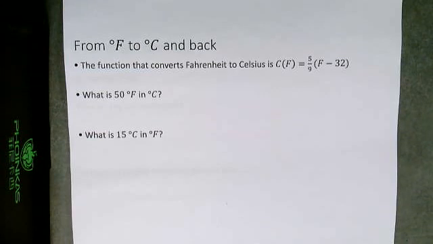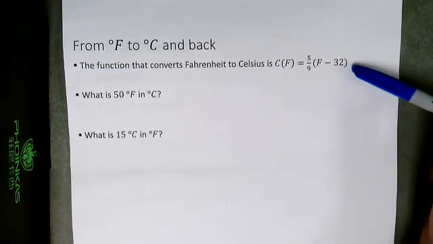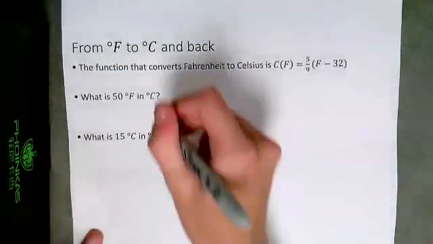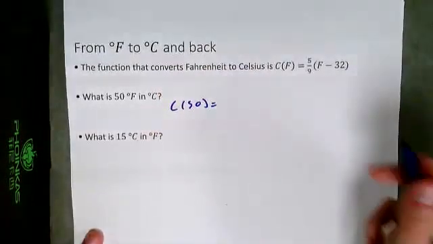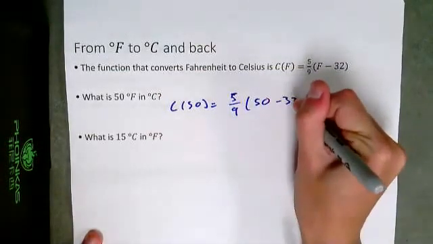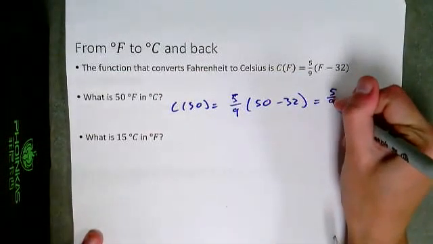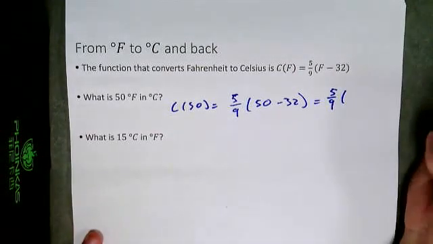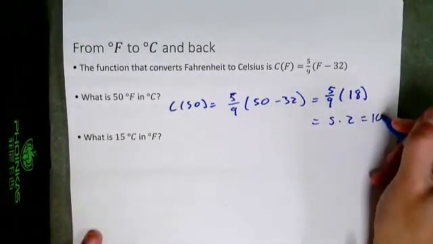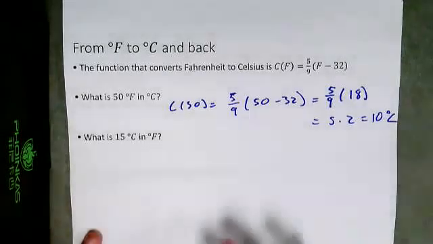Let's look at a quick example, changing from Fahrenheit degrees to Celsius degrees and back. The function that converts Fahrenheit to Celsius is given by this function right here. What is 50 degrees Fahrenheit in Celsius? Let's find out. It's 5/9 times 50 minus 32, times 18. This cancels and just gives us 5 times 2, or 10 degrees C.